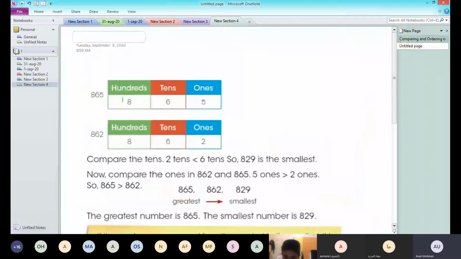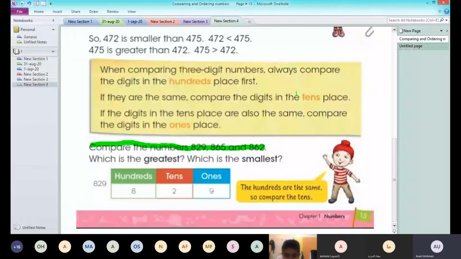If you see here, in 865, hundreds are 8, 6 tens and 5 ones. And in 862, hundreds are 8, tens are 6 and ones are 2. So what you need to check first is the hundreds. You need to find the greatest. If you find more than 800 in any of them, that means that is greater. But here it is 800, this is also 800 and this is also 800. All in the hundreds place are 8.